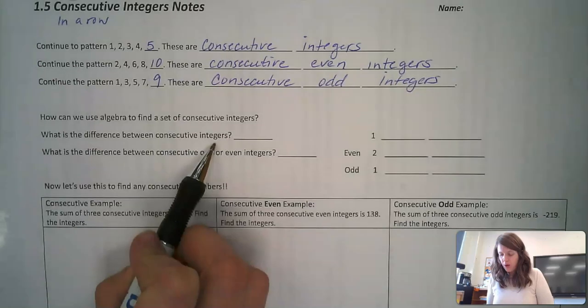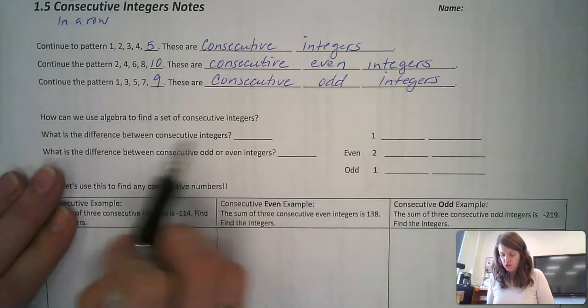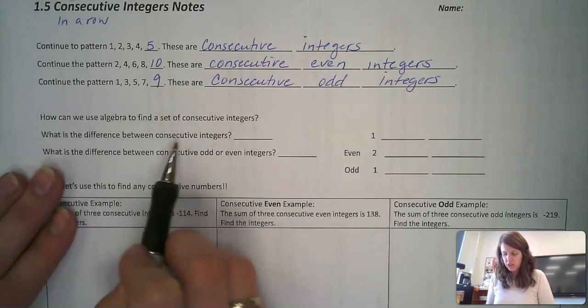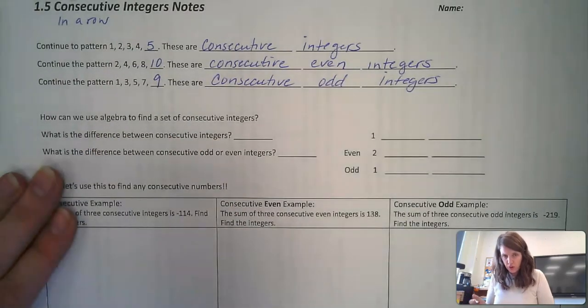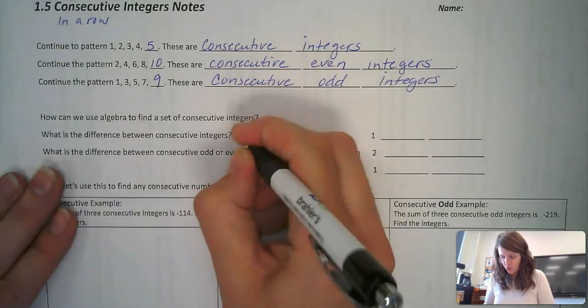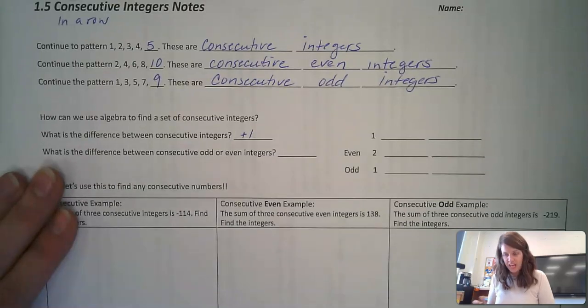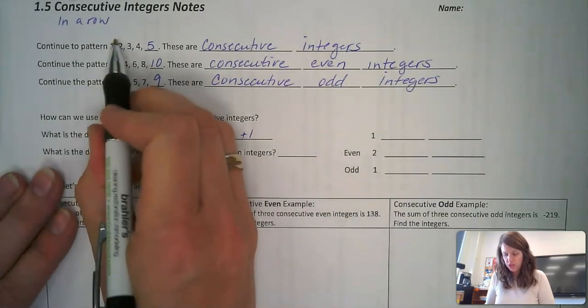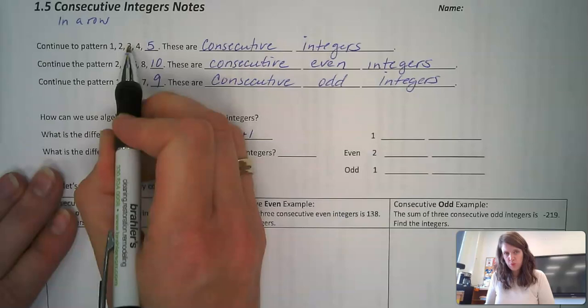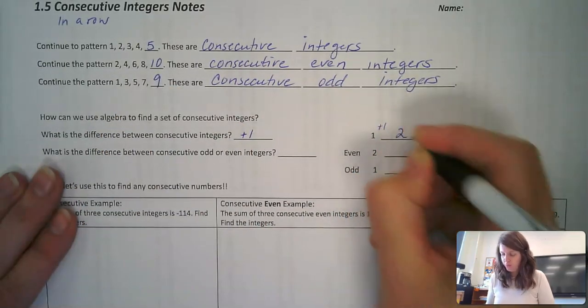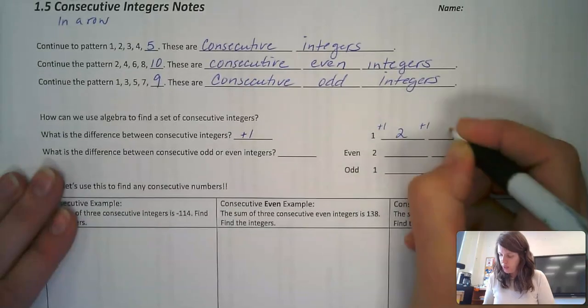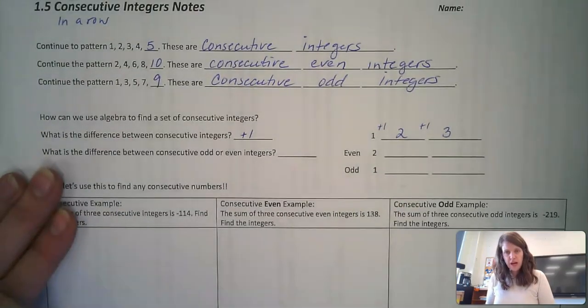If we think about two numbers which are consecutive integers, not consecutive odd or even, but just consecutive, 1, 2, 3, 4, the difference between each of those is just adding 1. There's 1 added to each one. So 1 plus 1 is 2. 2 plus 1 is 3. 3 plus 1 is 4. So we can see how if we add 1 in between our integers, we're getting the next consecutive integer.